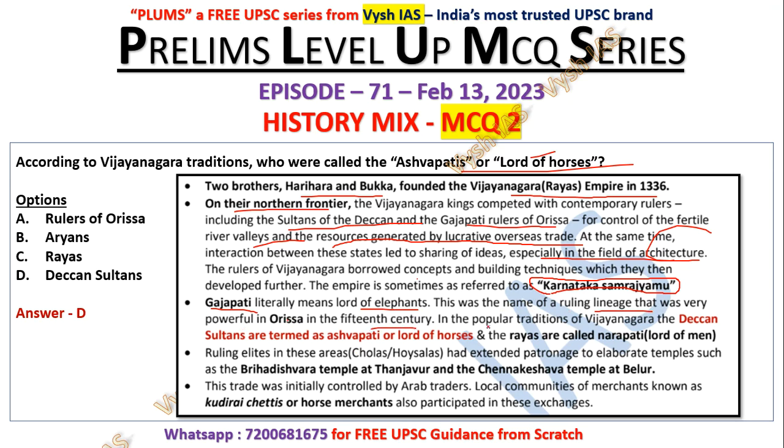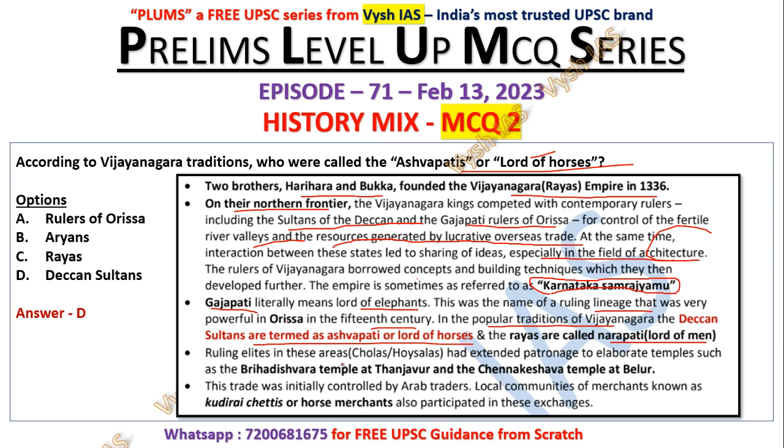Okay. In the powerful traditions of Vijayanagara, the Deccan Sultans were termed as Ashwapati or Lord of Horses. And the Rayas were called Narapati or Lord of Men. Okay. So, if they ask Lord of Men, Lord of Elephants, Lord of Horses, you should know: it is Vijayanagara or the Rayas, then the Orissa or Gajapatis, and the Deccan Sultans as Ashwapatis.